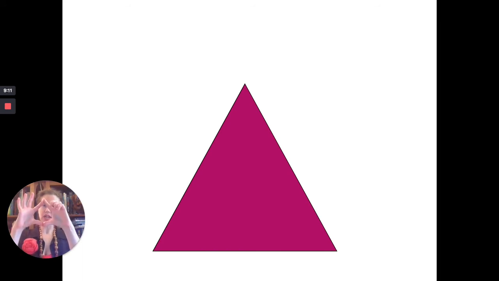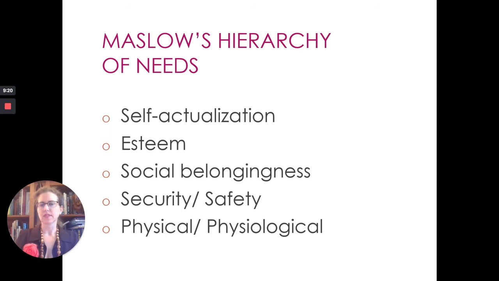The triangle, right? The physical needs at the bottom of that pyramid, and at the top of that is self-actualization. Physical, security, social belongingness, esteem, self-actualization. Those are the needs within Maslow's hierarchy of needs. We all have them. It doesn't matter who you are. Maybe you don't have as strong a need for social belongingness; maybe that need is not your strongest, but security and safety is.